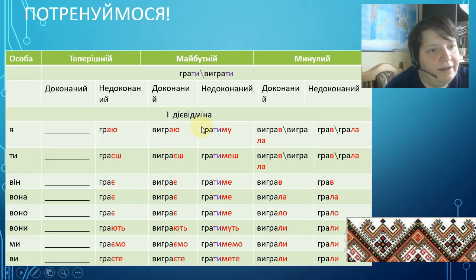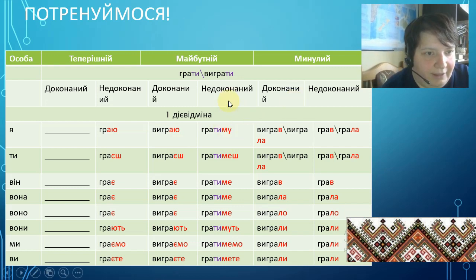Again, future tense, the endings are pretty the same if we talk about simple form of perfective state. Виграю, виграєш, виграє, виграє, виграє, виграють, виграємо, виграєте. So this is perfective states. It translates like win. We will have a result of our play. We will win.